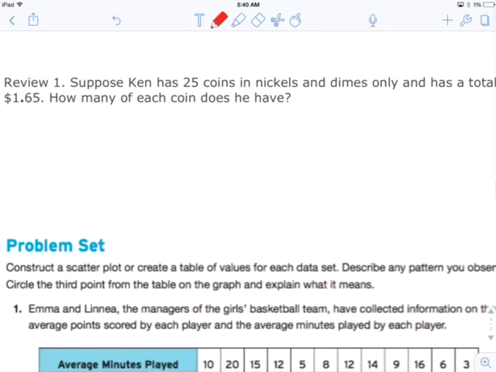Suppose Ken had 25 coins in nickels and dimes. So both nickels and dimes all together add to 25 because he had 25 coins. Okay, so you put x plus y equals 25.